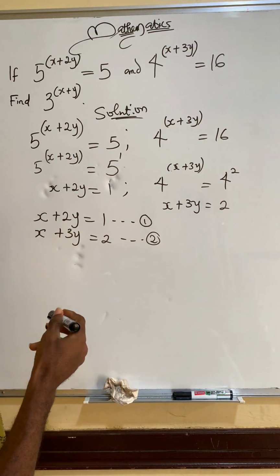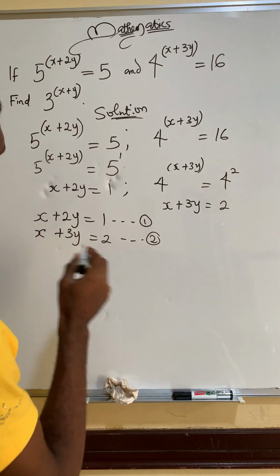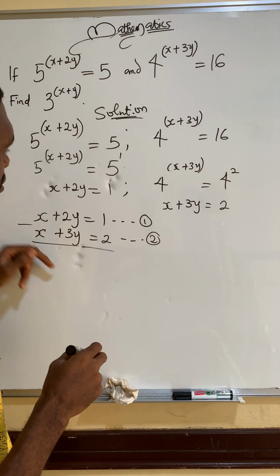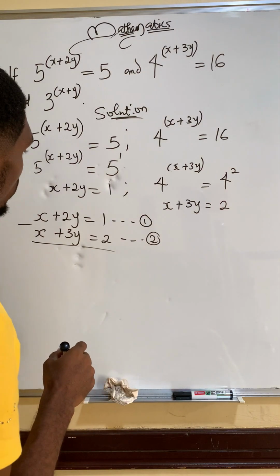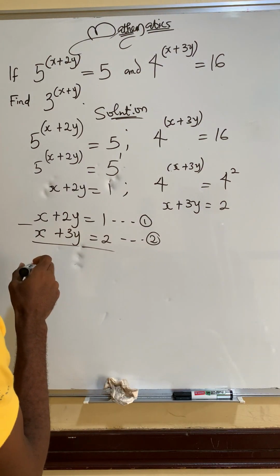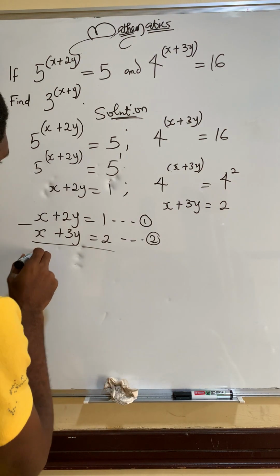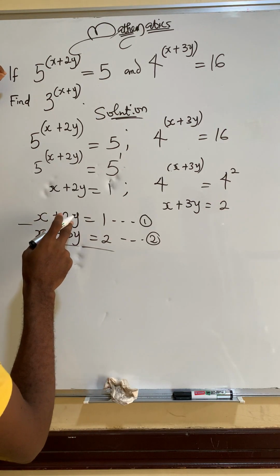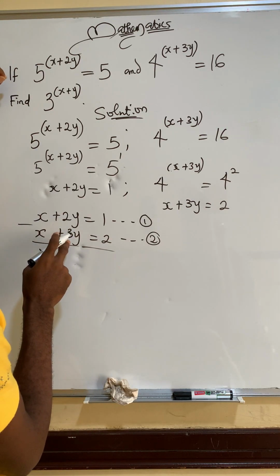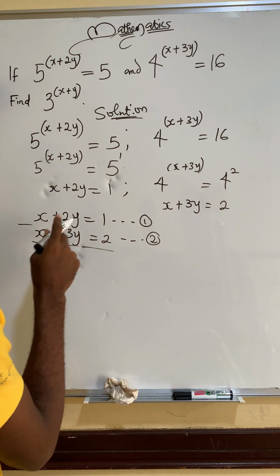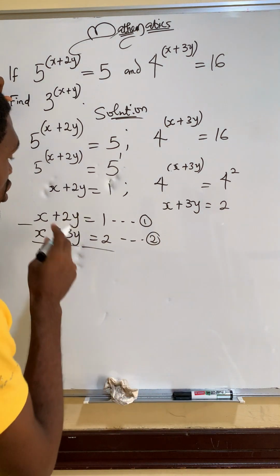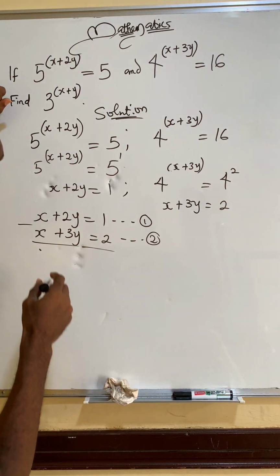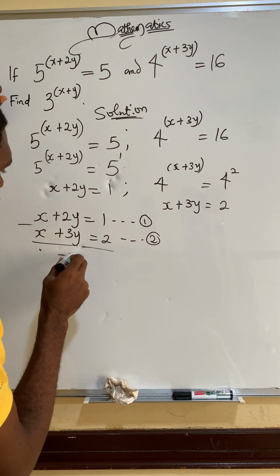So in elimination method, we have x. So what we simply do is what? We subtract equation 1 from equation 2. So have it this way. x minus x will give you nothing. We have 2y minus 3y, or 2 yams minus 3 yams, to give you what? Minus y.